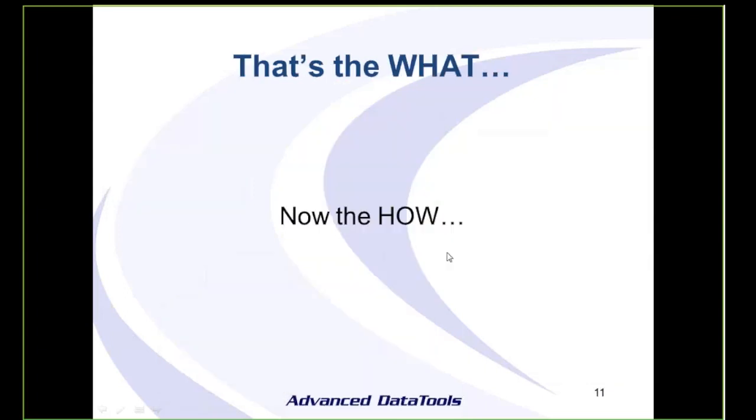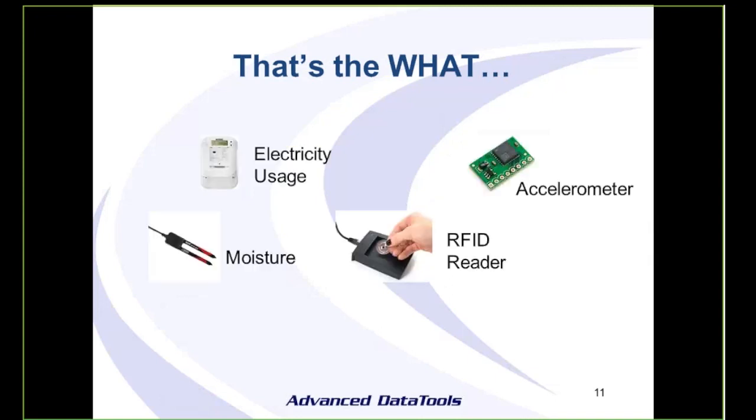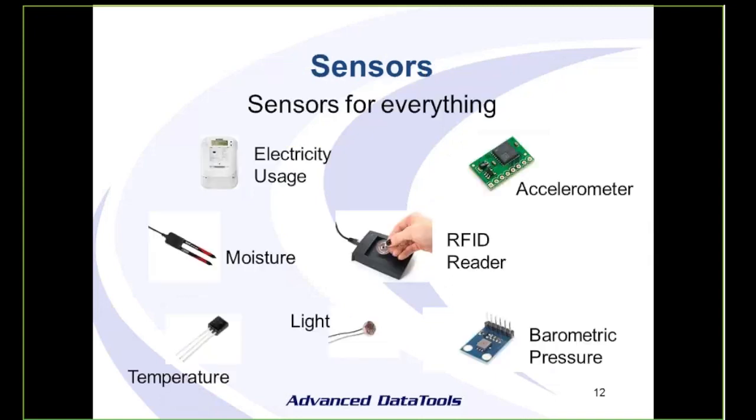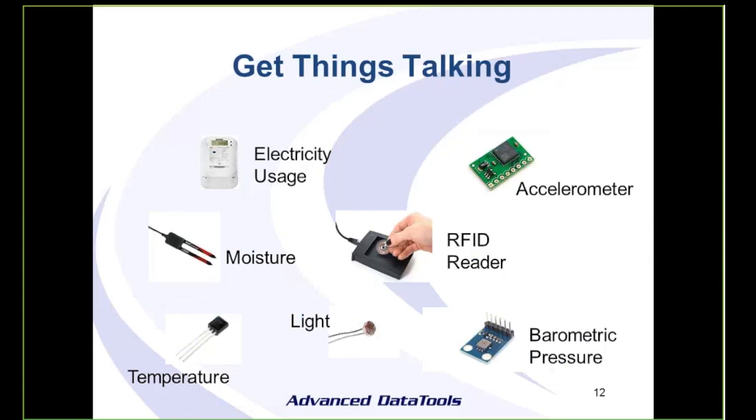Okay, so that's the what. That's what Internet of Things is, or an example of Internet of Things. But how do you get there? So let's look at how I put together this particular example. So we know there's sensors. There's sensors for everything you can imagine. There's all sorts of things you can get a sensor for. So what do you do with all this information?